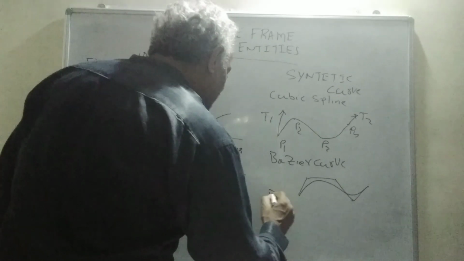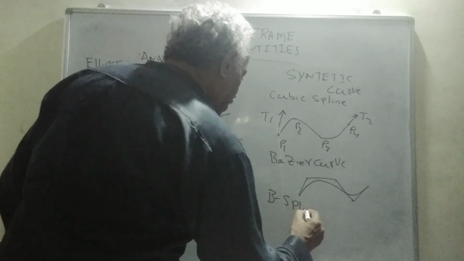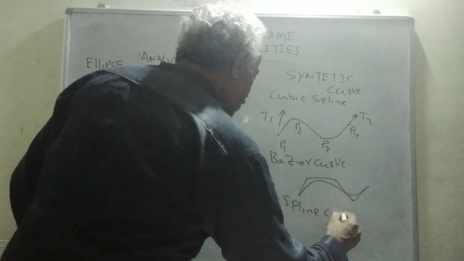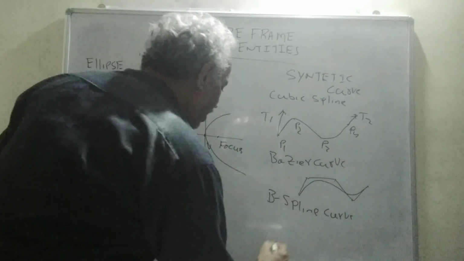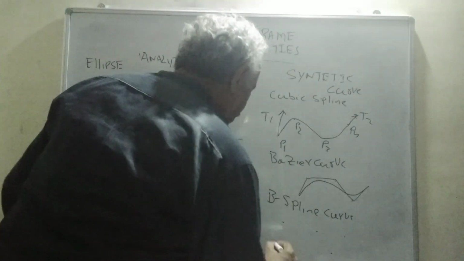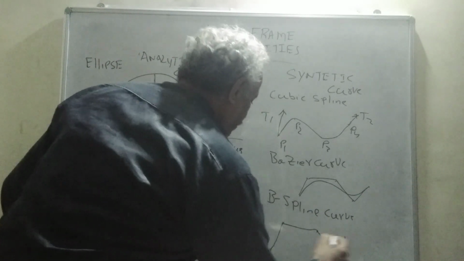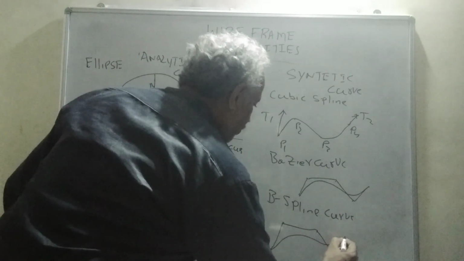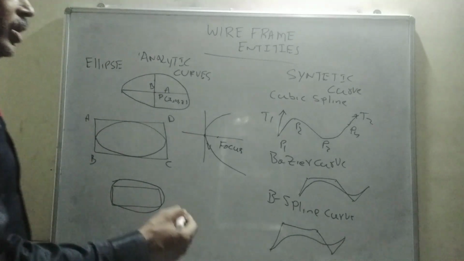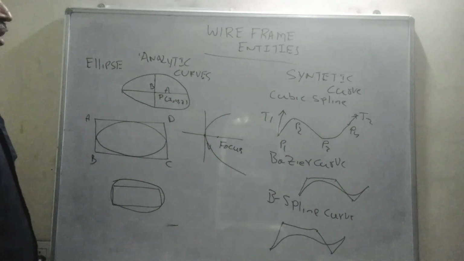And the next one is the B-spline curve. This is similar to the Bezier curve, and will have some control points. And you can control the degrees of freedom of the curve from the minimum value to the maximum value. So this is our B-spline curve.